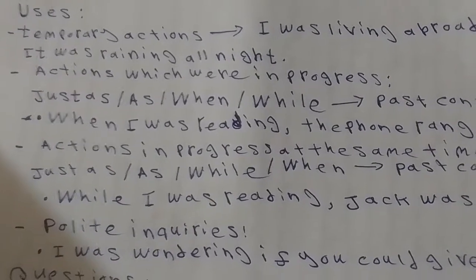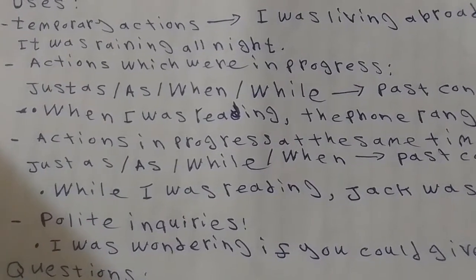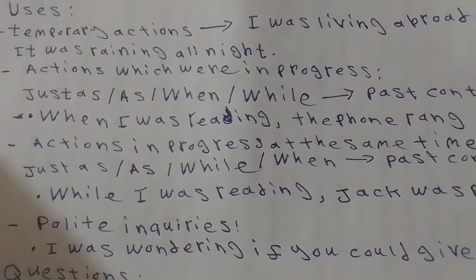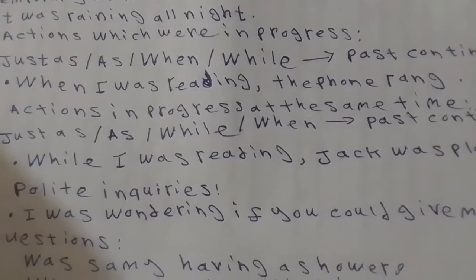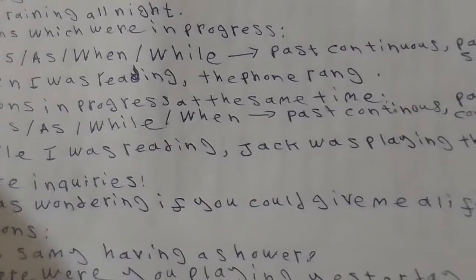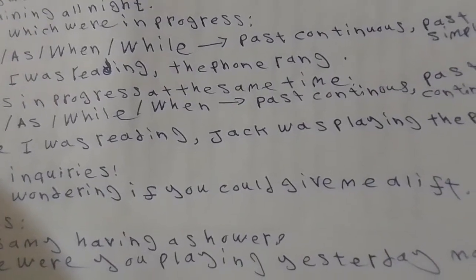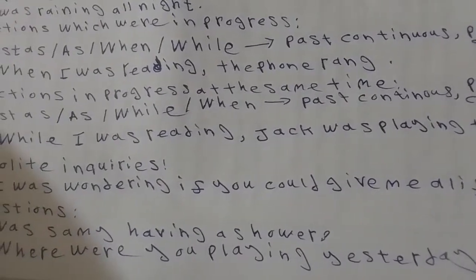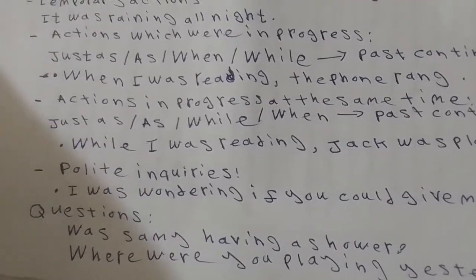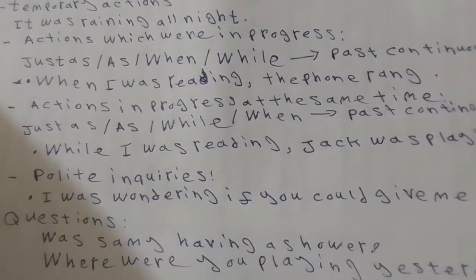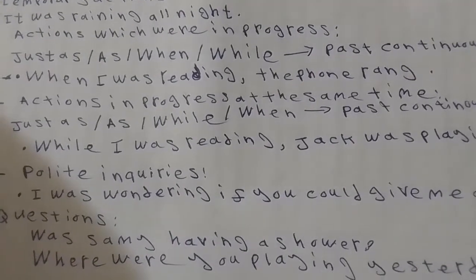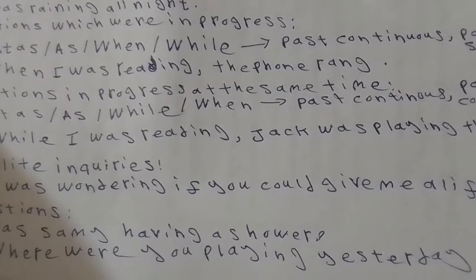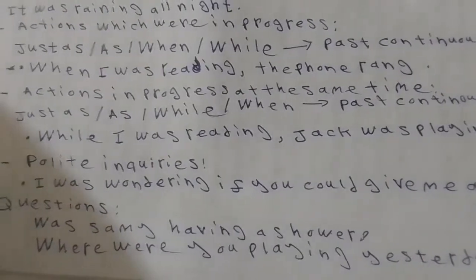We can also use this tense when we express that two actions happened at the same time. For example, while I was reading, Jack was playing the piano. So Jack was playing at the same time I was reading. So the two actions happened at the same time. So we used the past continuous in both clauses.